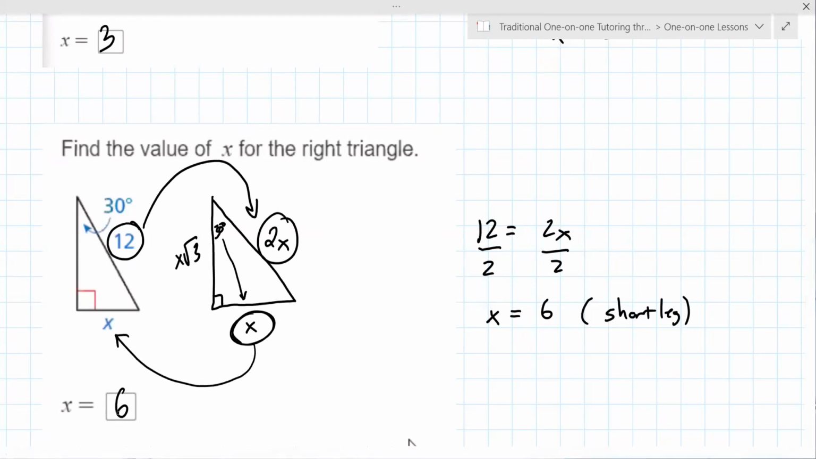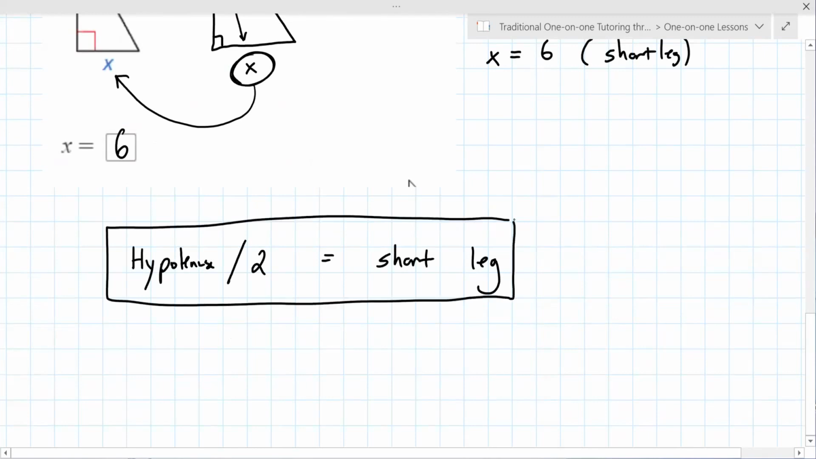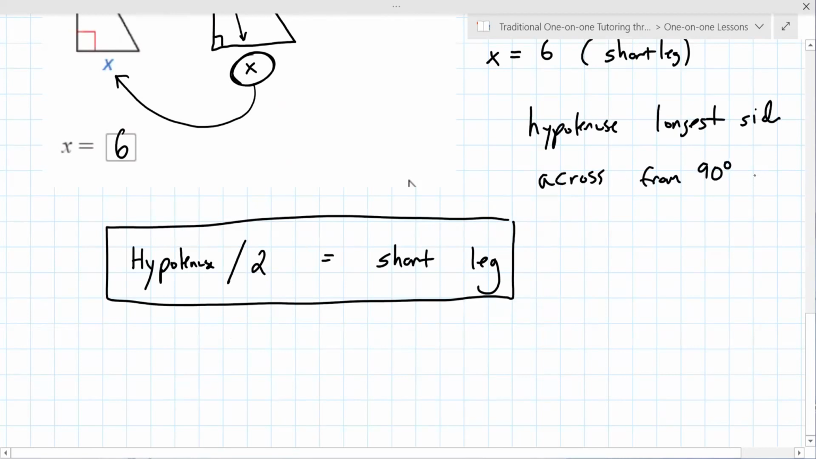So far, the way we can summarize what we're doing right now is you take the hypotenuse and you divide it by 2 to get the short leg. So let me try to write that in words. Hypotenuse divided by 2 equals the short leg. Okay. And the hypotenuse is the longest side. It's usually across from the 90, you know, that right angle there.